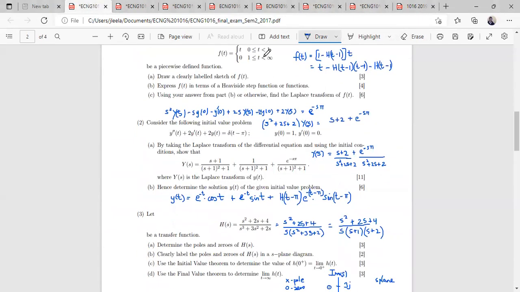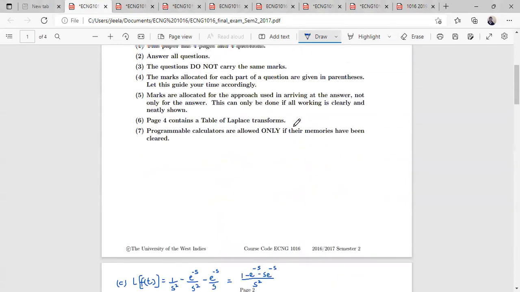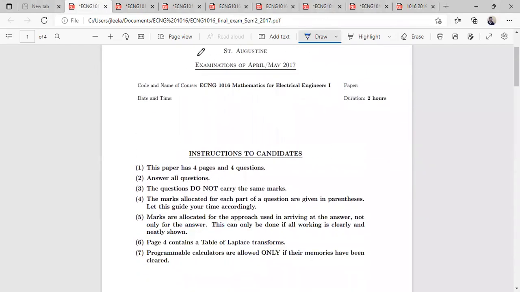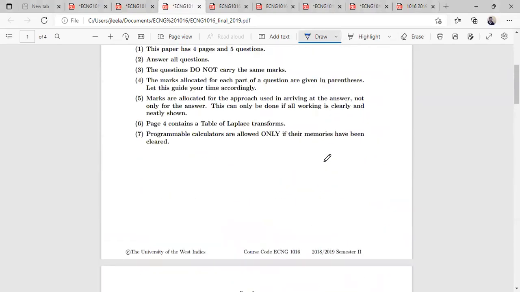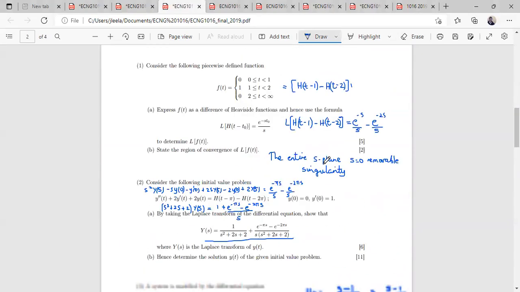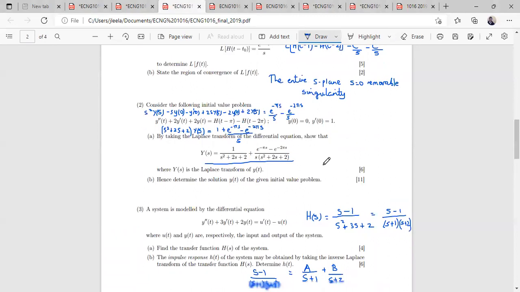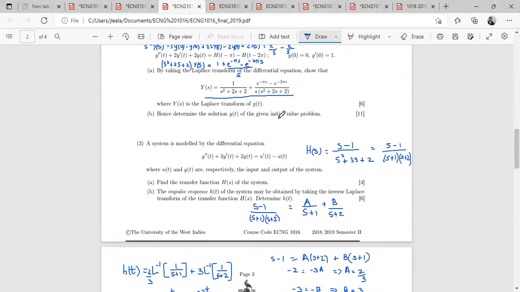Right. So I'm back now on the paper here. Oh no, I'm not on the right paper. Right. So that is why it's so many marks, because it's a little involved.